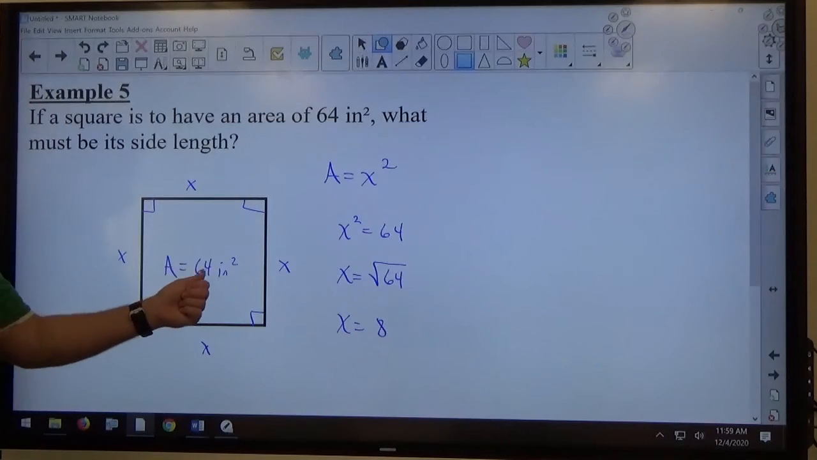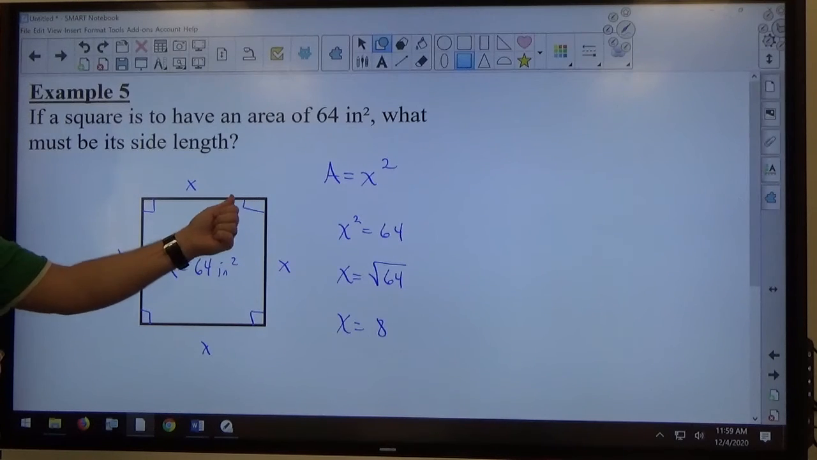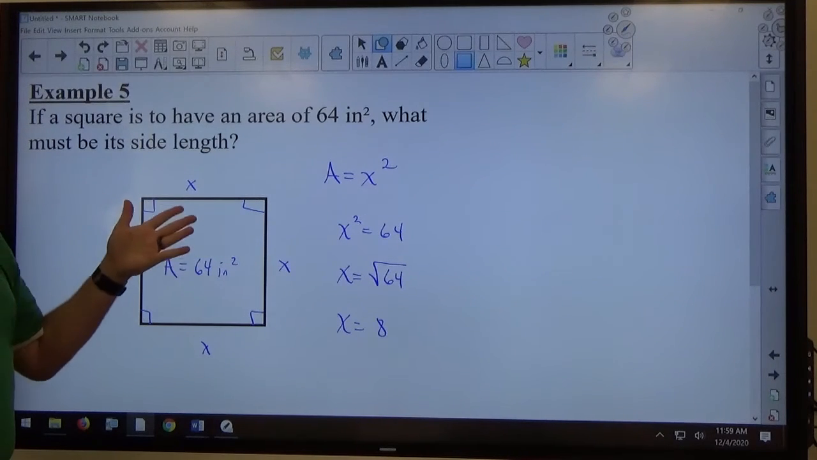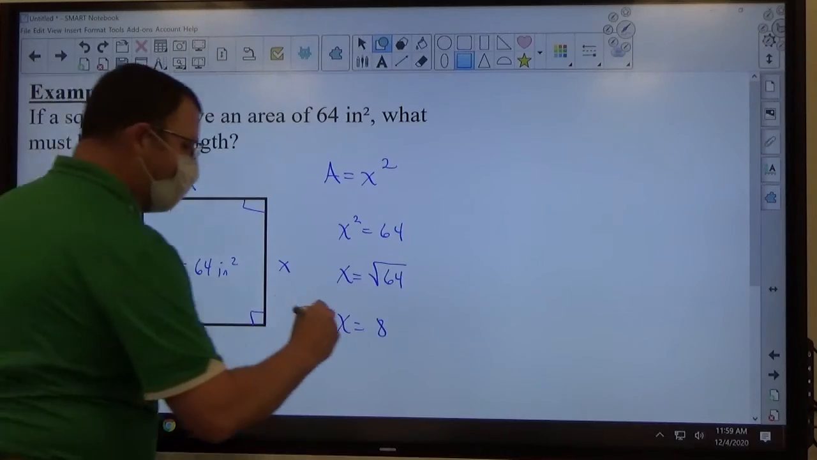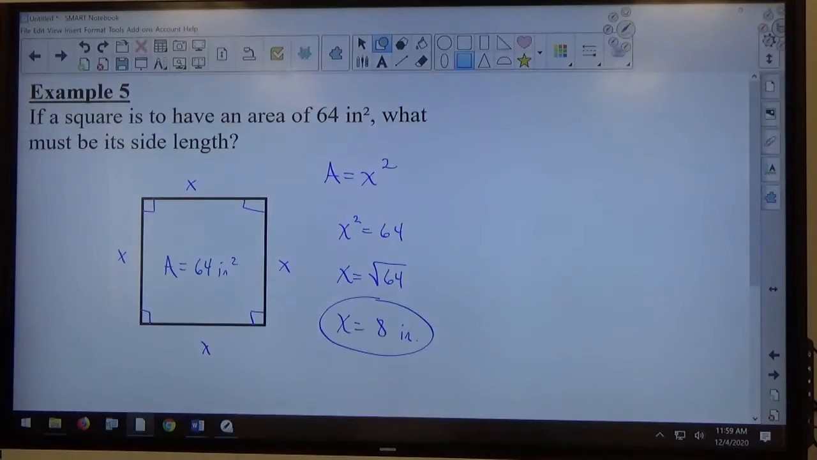And notice 64 inches squared is an area unit. The length of the side, inches and inches, when you multiply, creates the inches squared. So this is going to be 8 inches. And depending on what you're actually finding in these problems, make sure you put the appropriate unit with the appropriate power for that unit when you're working these out.